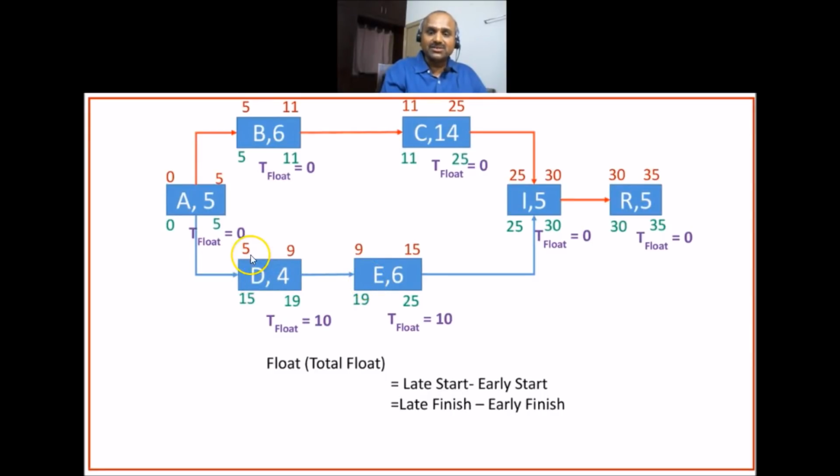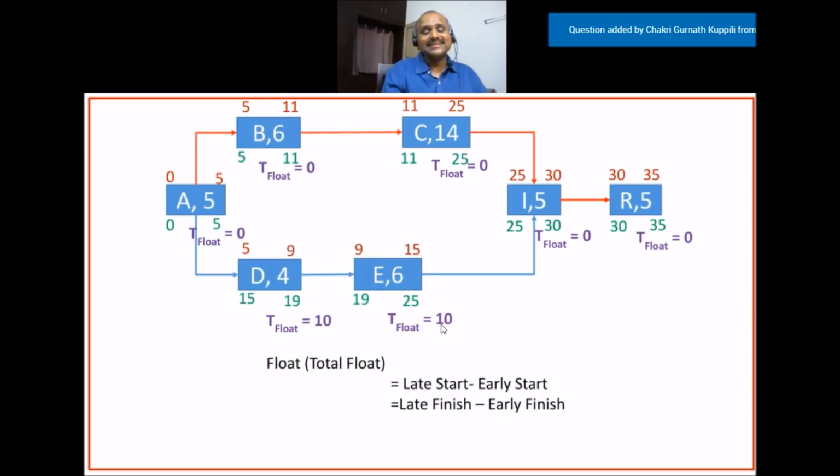How? You see here, by the time you complete this particular path, you are actually taking 15 days to complete. Now you have to wait till 25 days before activity C gets completed. That means you have 10 days of cushion here. So if either activity D or activity E is delayed by 10 days, nothing happens to the project. That's why both activity D and E can be delayed by 10 days without impacting the overall project duration. That's why the total float for activity D is 10 days, and the total float for activity E is 10 days.